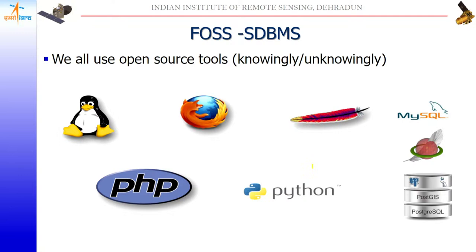Similarly, there are also database management system software available under FOSS. There are many. The popular ones are MySQL, SpatiaLite, and Postgres with PostGIS. So PostgreSQL is the normal relational DBMS, and if we add the PostGIS extension, it becomes a spatial DBMS. In the coming slides, we'll discuss the free and open source software for spatial DBMS.